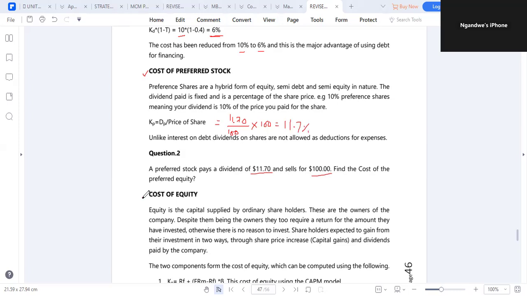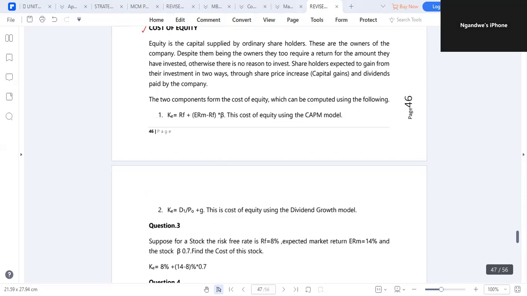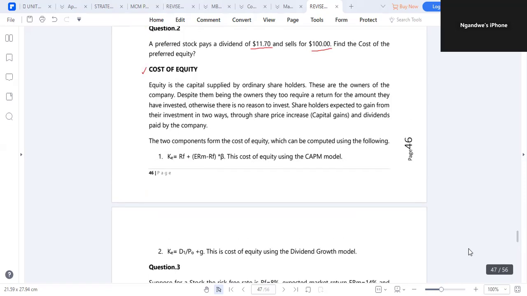Then we go to equity. Equity talks about the shareholder. Okay, when talking about equity, what are we talking about? We're talking about the capital that is supplied by the ordinary shareholder. So these are the actual owners of a business. Any questions so far? Any questions so far? So far it's clear. I just need to relook at the formulas.